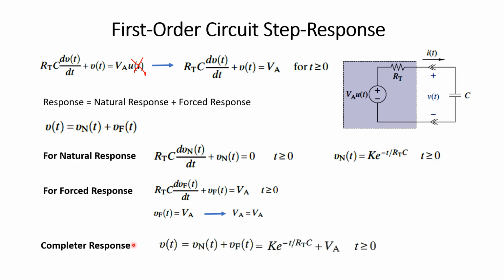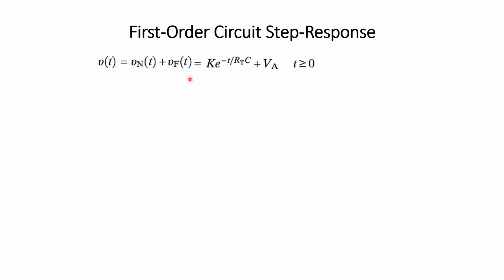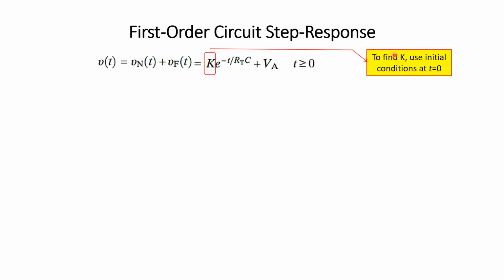Now, sorry, there is a typo over here. It's not complete-r, it's complete response. So the complete response is the natural response plus forced response. This is the natural response and this is the forced response. Only one thing is unknown in this response, which is K. And we will see how to determine this K.